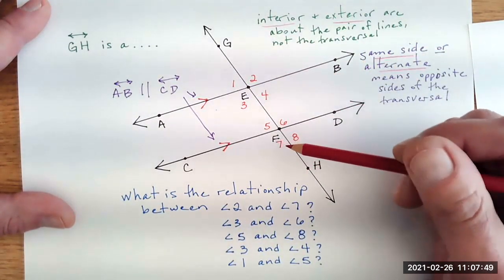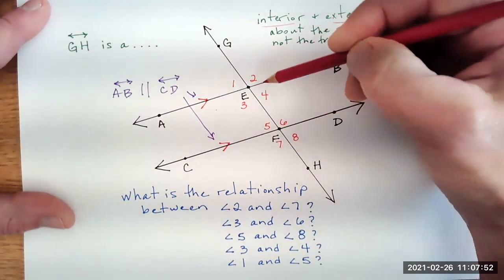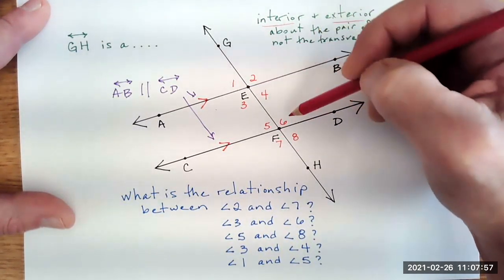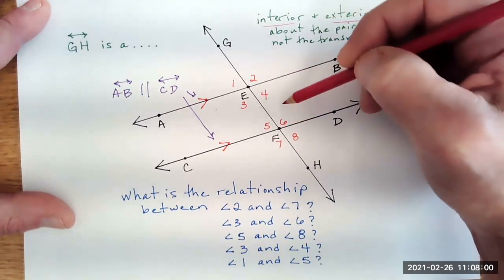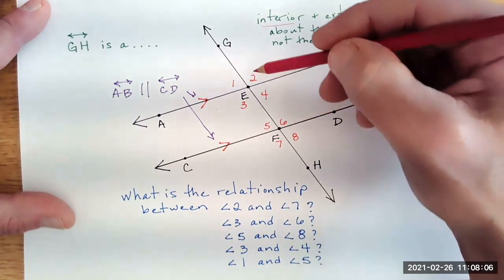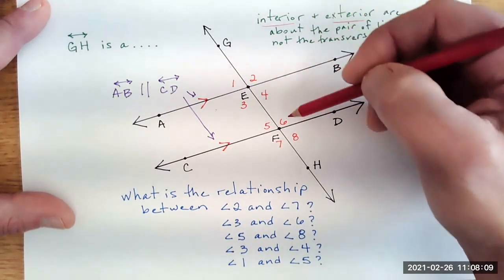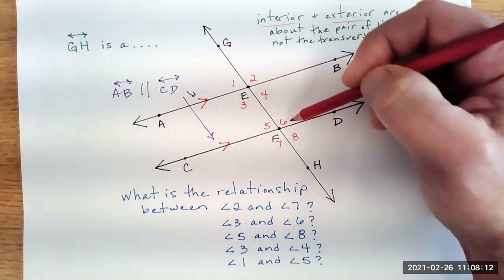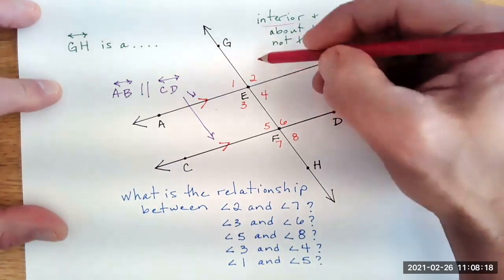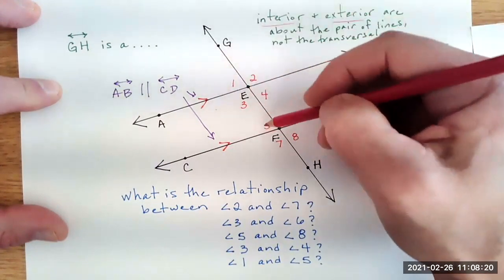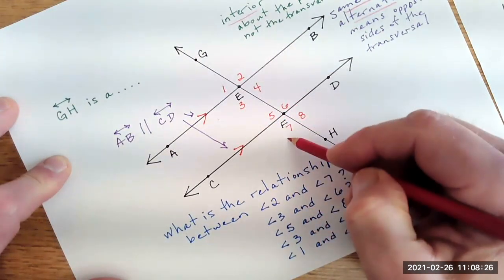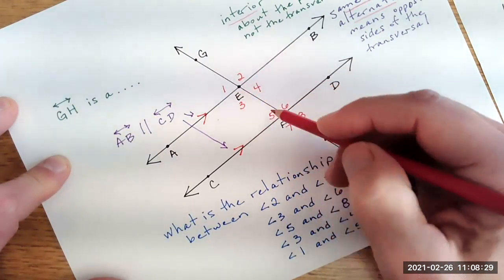And then finally corresponding. 2 and 6, one's on the interior, one's on the exterior. The pair is not in or outside the 2 lines. So these are corresponding. We know they're same side, but they're not either interior or exterior. They correspond to each other. So you can say the same relative position. Quadrant 1, quadrant 1, quadrant 2, quadrant 2. You say north position, south position, south position. If they correspond, then they're corresponding angles.